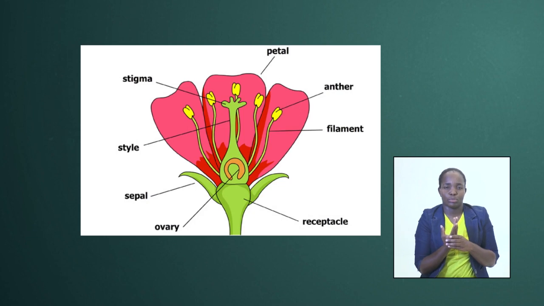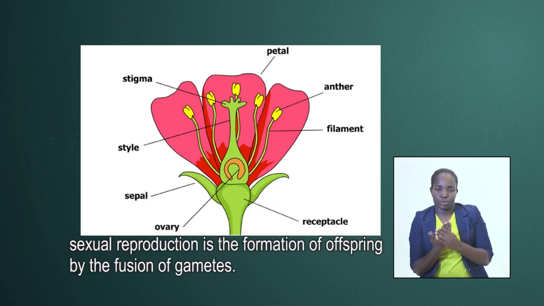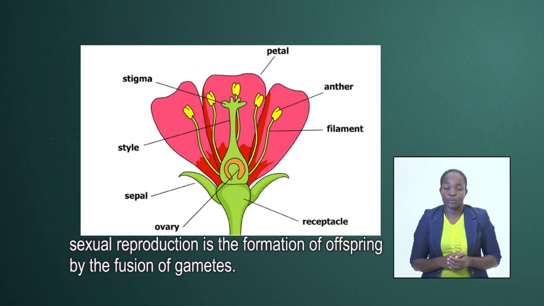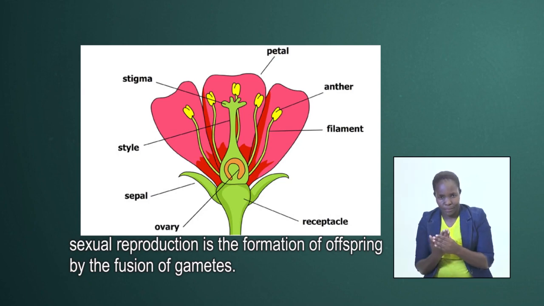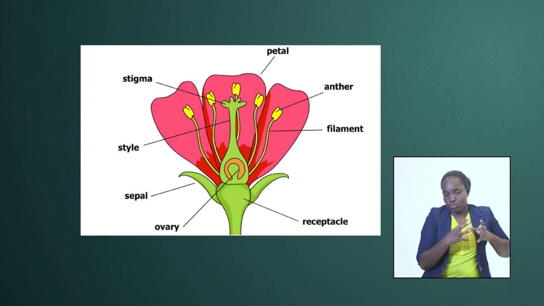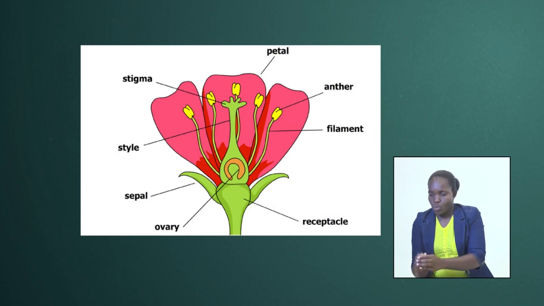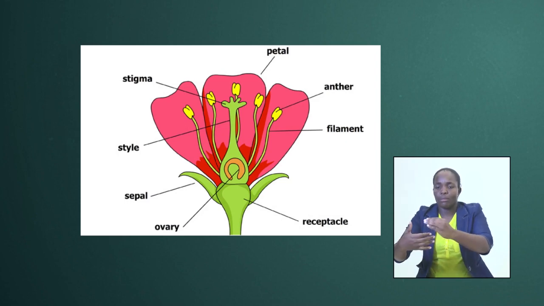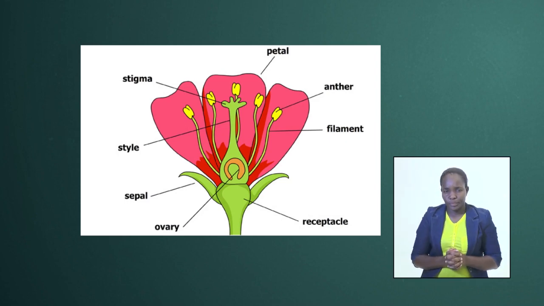In this way, sexual reproduction is the formation of offspring by the fusion of gametes. Sexual reproduction results in offspring genetically different from the parents. These seeds will later germinate and grow into the next generation. Plants may either self-pollinate or cross-pollinate.